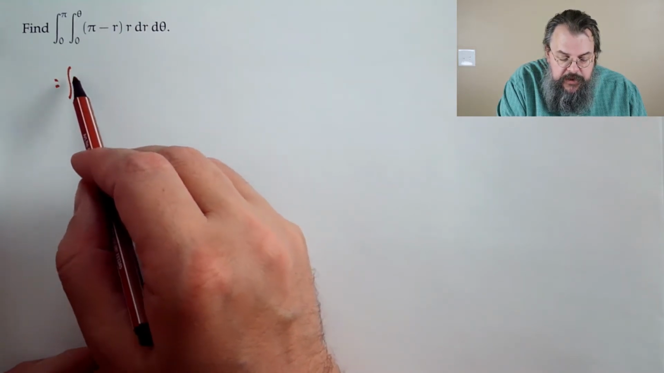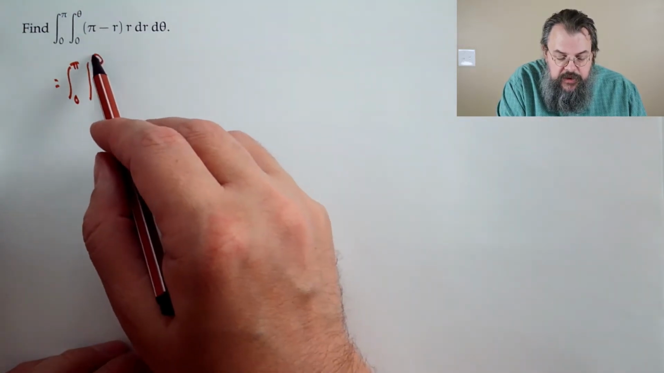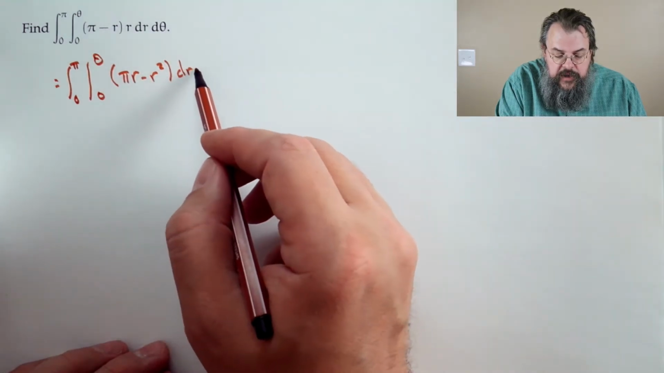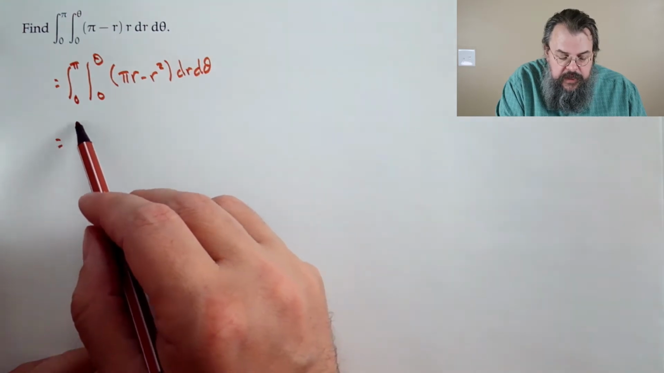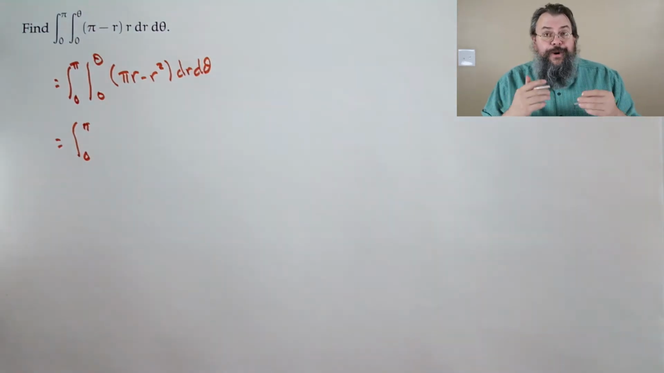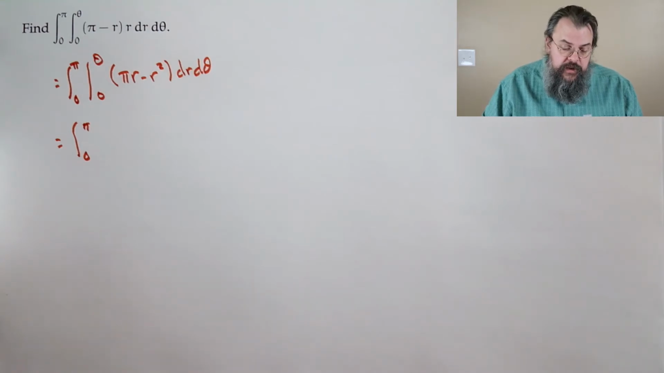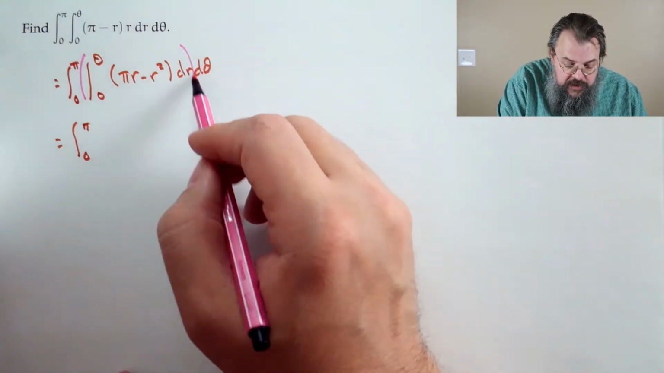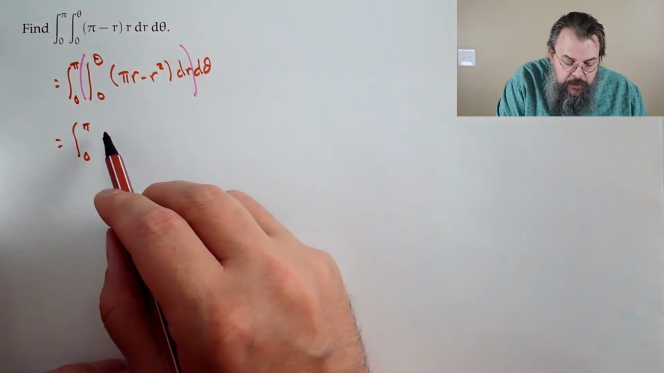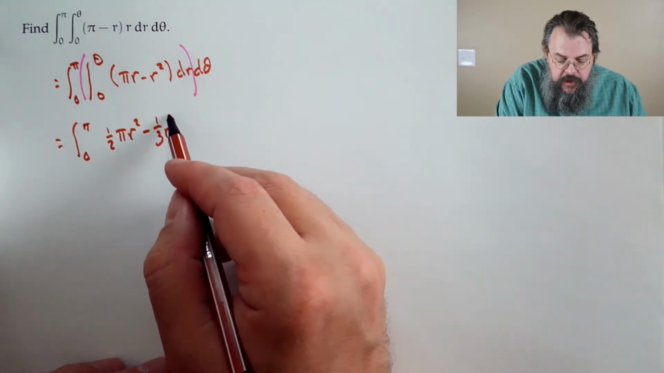First thing we probably do before we do any integral is clean up the inside. Integral 0 to pi, integral 0 to theta, pi r minus r squared, dr d theta. And we say, all right, now, great, integrate with respect to r, because we integrate one layer at a time, and the inner layer is the r, so we integrate with respect to r. So, we're integrating the inside here. What do we end up with? Well, we end up with 1/2 pi r squared minus 1/3 r cubed.